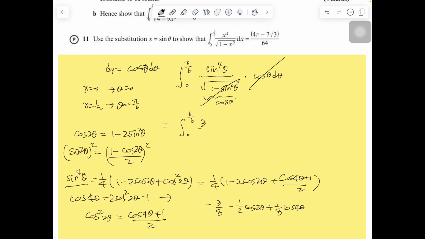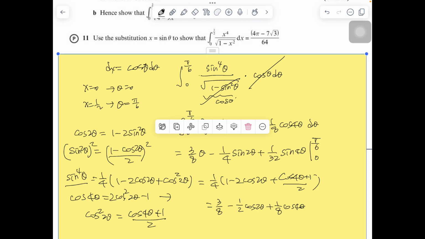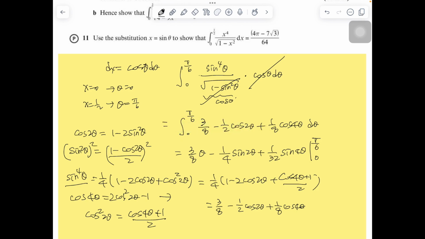So now we can integrate this one because we can integrate the first degrees of them. Cos 4 theta d theta. So 3 over 8 theta minus 1 over 4 sine 2 theta plus 1 over 32 sine 4 theta, from 0 to pi over 6. And yep, let's find the final answers.